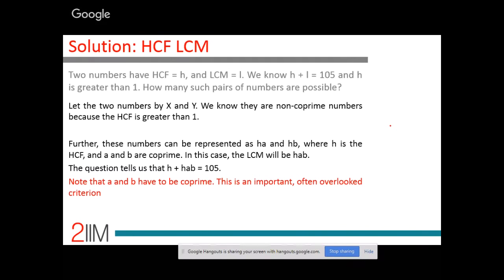That's not rocket science. HCF plus LCM is 105. Find total number of possibilities. Very regular question. You will get questions like this, especially given that HCF is not equal to 1. So given that caveat.